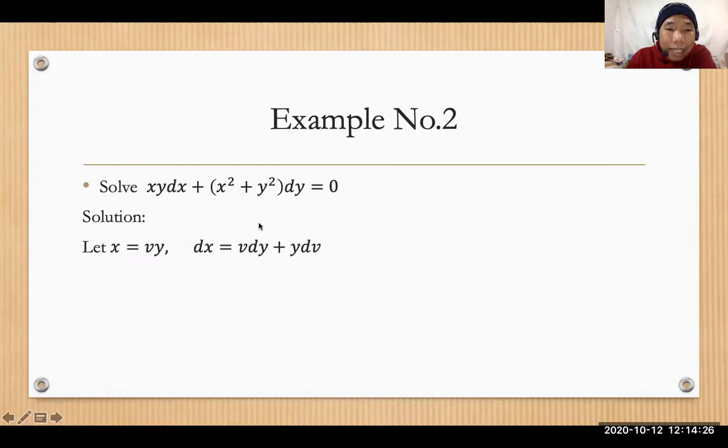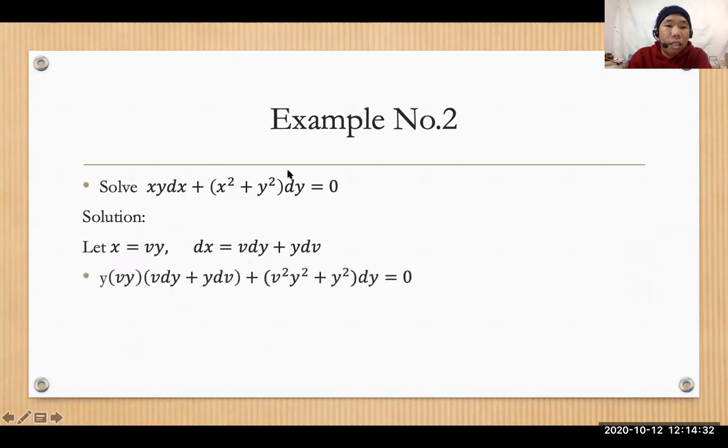And then I will replace dx by its differential, v dy plus y dv. Now we plug it in here in the given equation. So x will be replaced by v times y, just copy y. And then dx will be replaced by v dy plus y dv. So this is the term that I'm referring to.